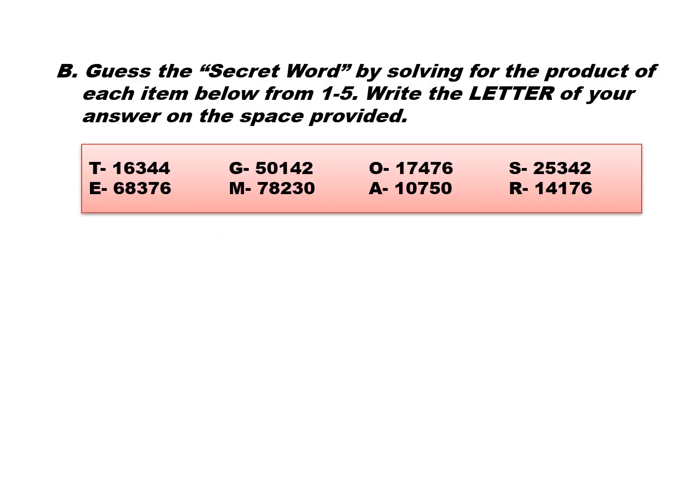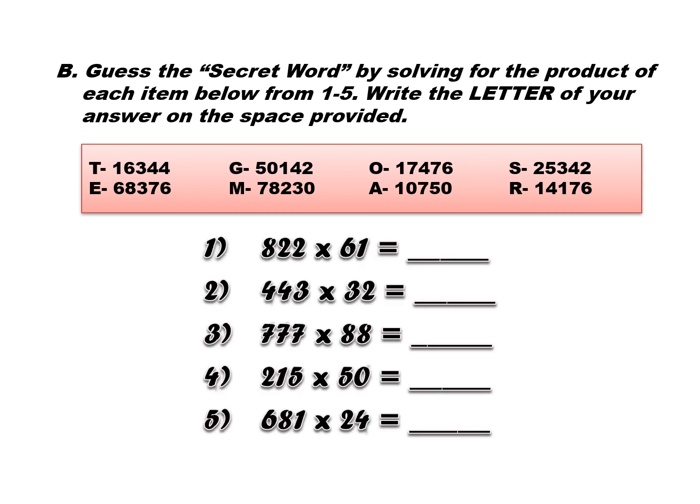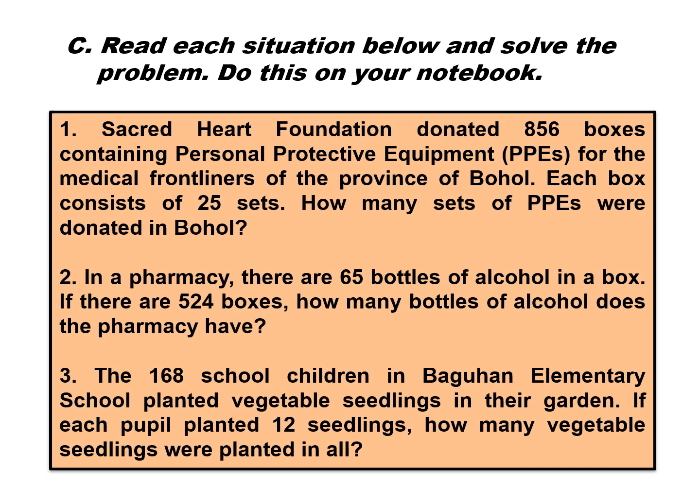Test B. Guess the secret word by solving for the product of each item below from 1 to 5. Write the letter of your answer on the space provided. What is the secret word? Test C. Read each situation below and solve the problem. Answer the problems using the short method. Show your solution on your notebook.